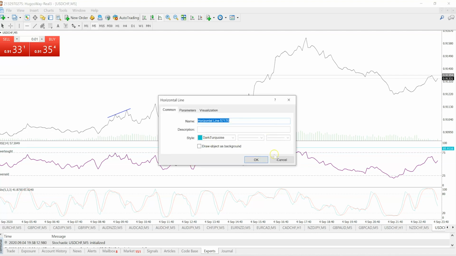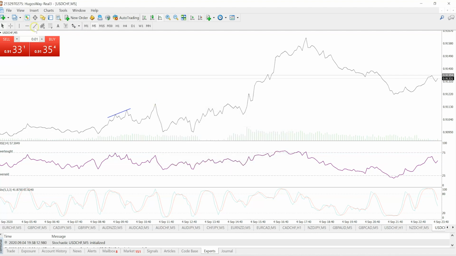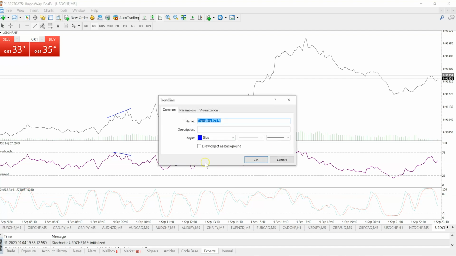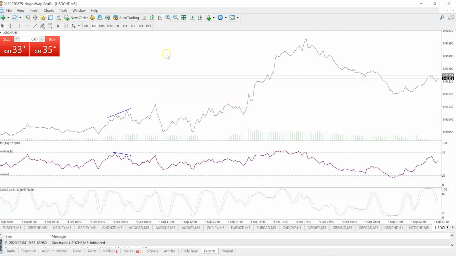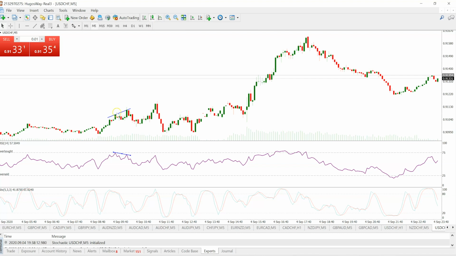Right at the 75 level. Oops, I didn't mean to draw that line. Let's get the trend line. Right at the 75 level, we have price form a high and then a lower high. Now, once we have this drawn, we can jump back over to our candlesticks. So we'll convert this back to a candlestick chart.